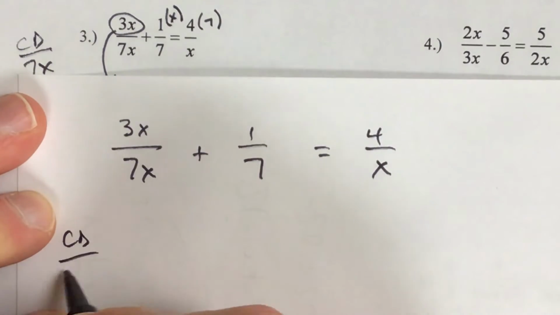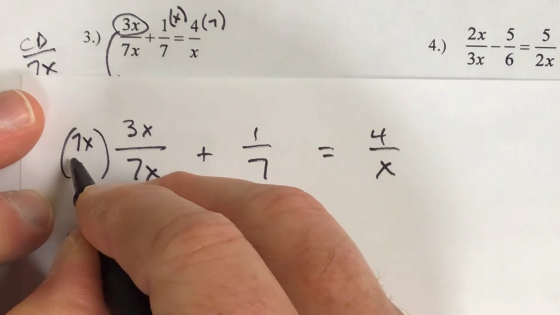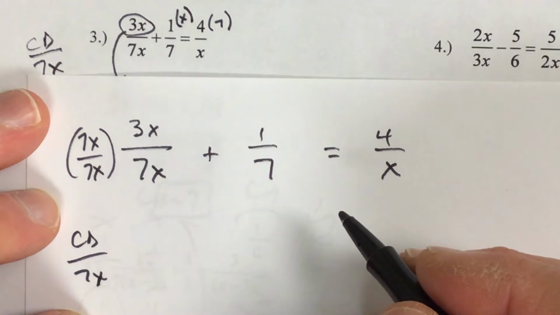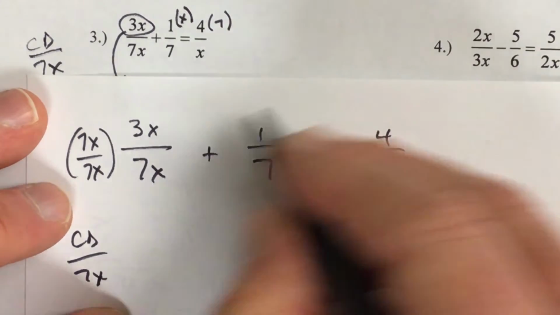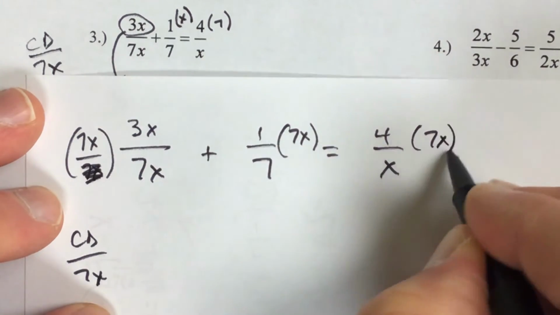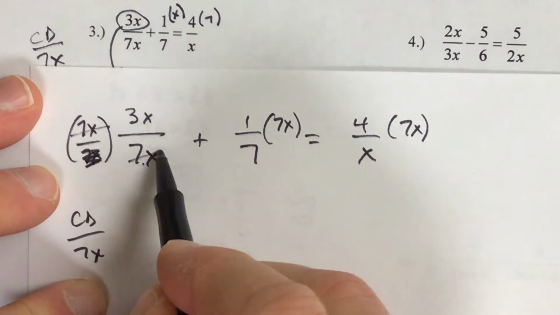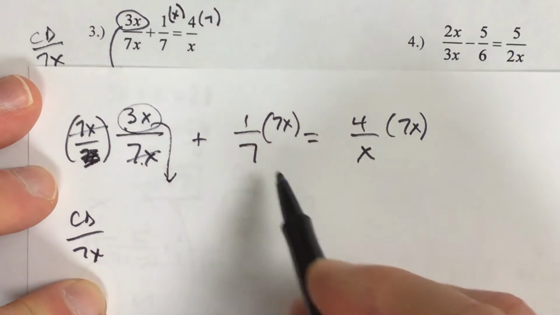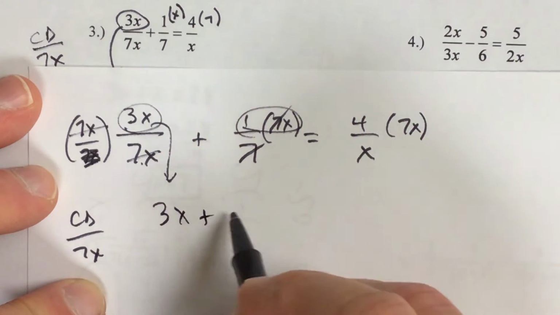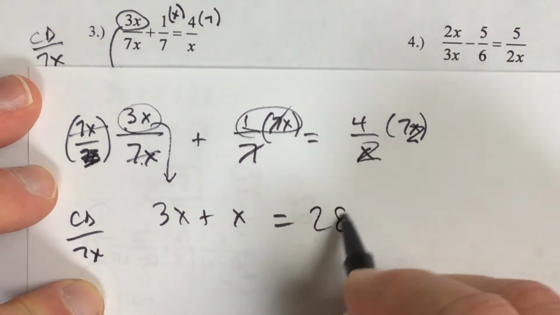Common denominator is 7x. We agree to that. So if I multiply this by 7x over 7x, that is simply just a 1. Really I don't want to multiply by 7x over 7x, but if I multiply this by 7x, and I multiply this by 7x, then 7x over 7x cancels each other out. And that's why the 3x falls down. 7 over 7 cancels out, so that's why the 1x falls down. And then the x cancels out with the x, that's why the 4 times 7 equals 28 goes out.